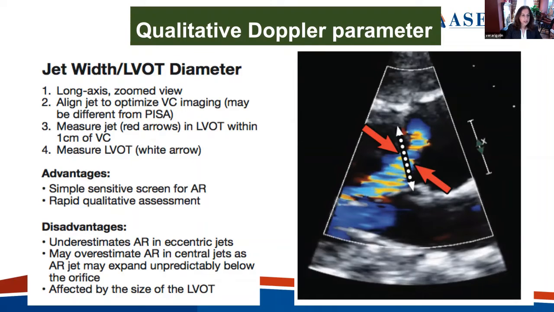The advantages here are that it's relatively simple, it's a sensitive screen for aortic regurgitation, and is a rapid qualitative assessment. Disadvantages are that it underestimates the regurgitation when you have eccentric jets and may overestimate it in central jets. And that's because the jet may expand unpredictably below the orifice. And it's also affected by the size of the LVOT. So if your LVOT is big, then it may result in a smaller ratio, and the opposite if it's small.